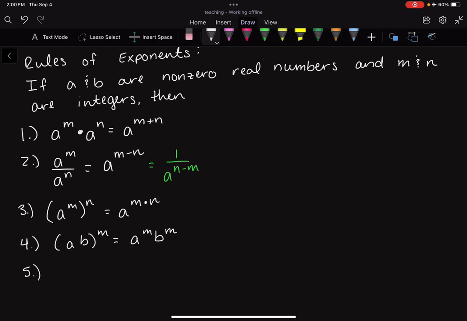As long as you only have multiplication, and then this also works for addition. Oh, I'm sorry, I didn't mean to say addition. Division. So it only works for multiplication and division. It does not work for like addition or subtraction. For instance, like if you see something like a plus b to the power of m, we're going to have to like FOIL that out. That's not something that we can distribute the exponent with.